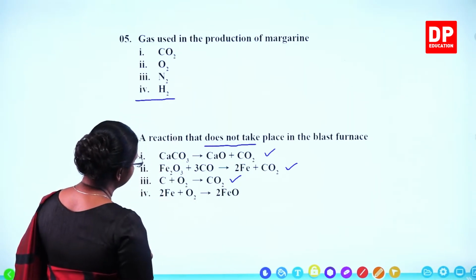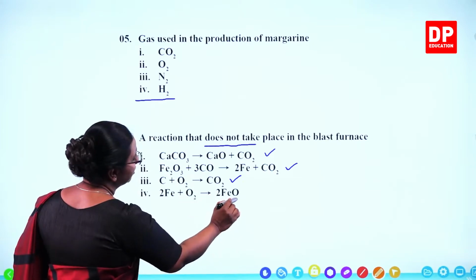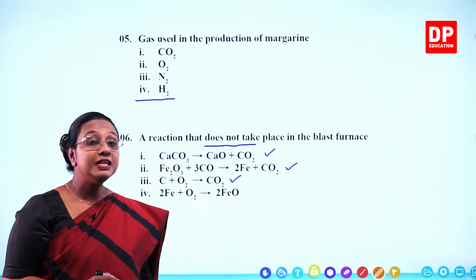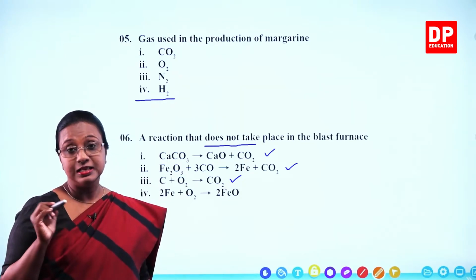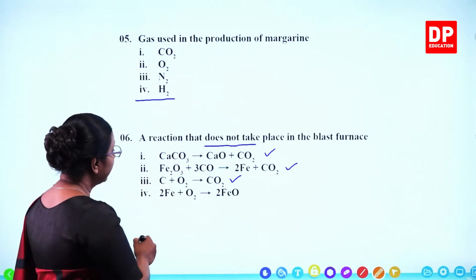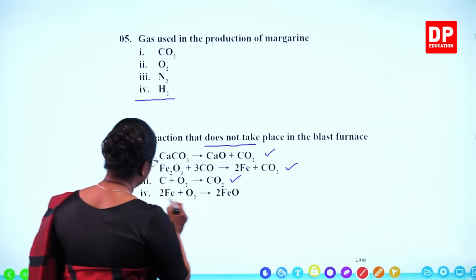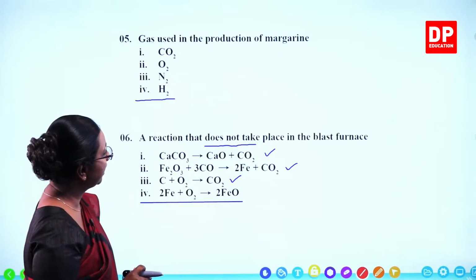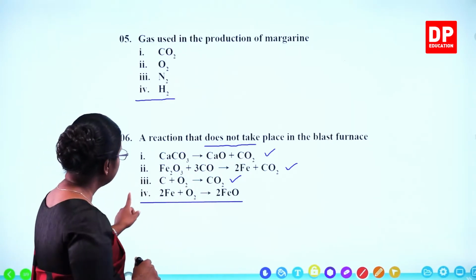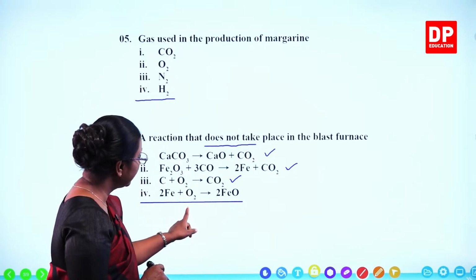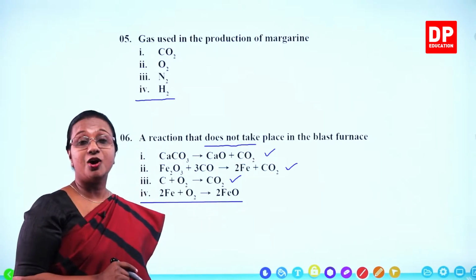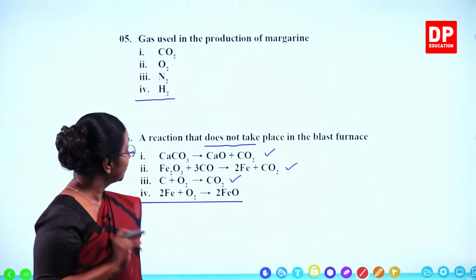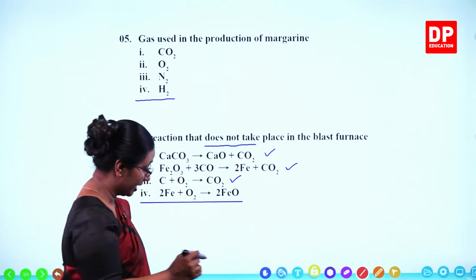Then carbon reacting with oxygen forming carbon dioxide, yes, that also takes place. Then how about the last one? Iron reacting with oxygen to form iron oxide, or ferrous oxide. This does not happen inside the blast furnace. So that is the reaction that is not taking place. So a reaction that does not take place in the blast furnace is the reaction of iron with oxygen to form iron oxide. Can you all understand that? Then we will move on to the next slide.